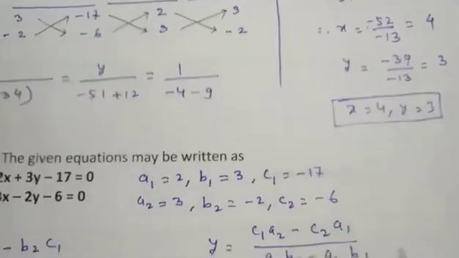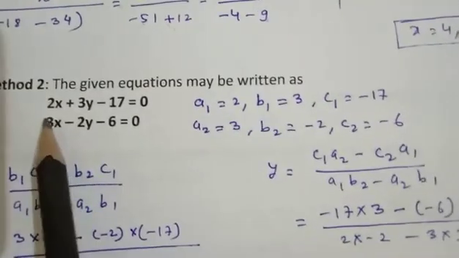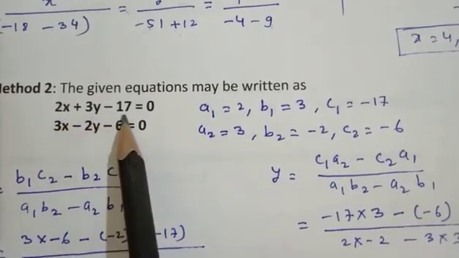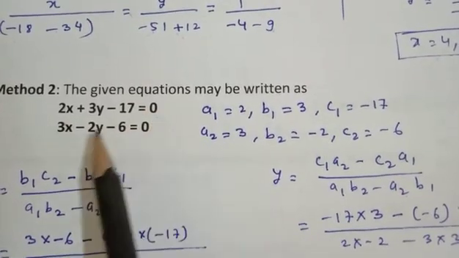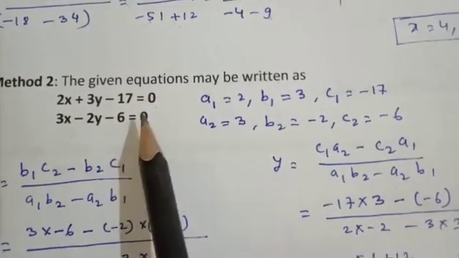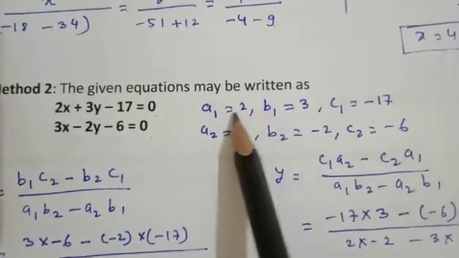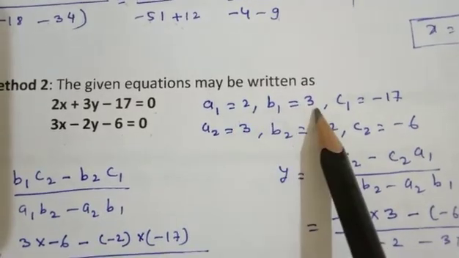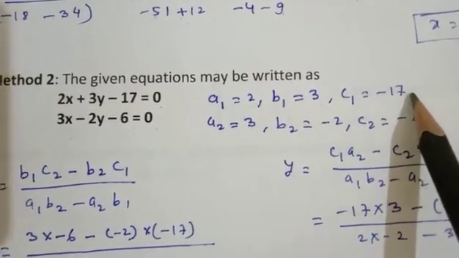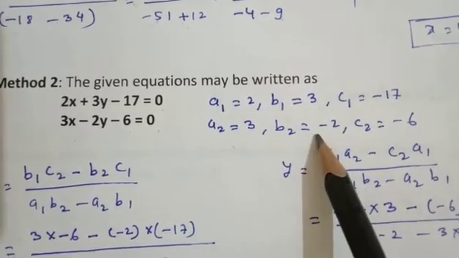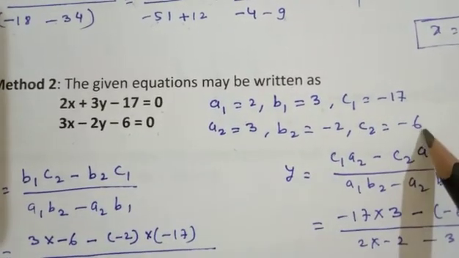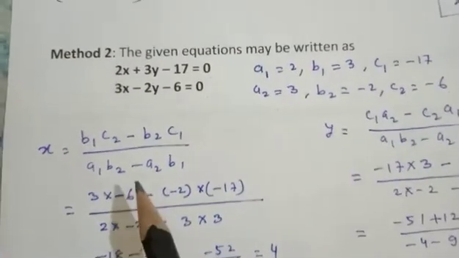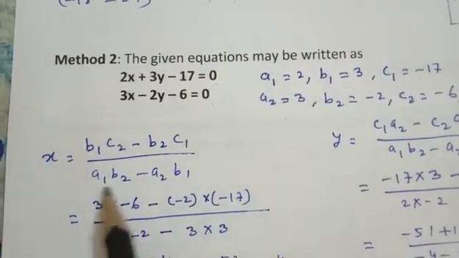Now the method number 2 is, again we will write down the equations in standard form, that is 2x plus 3y minus 17 is equal to 0, 3x minus 2y minus 6 is equal to 0. We will copy all the coefficients along with the sign. A1 is 2, B1 is 3, C1 is minus 17, A2 is 3, B2 is minus 2 and C2 is minus 6. In method number 2, we have to memorize the formula of finding x.